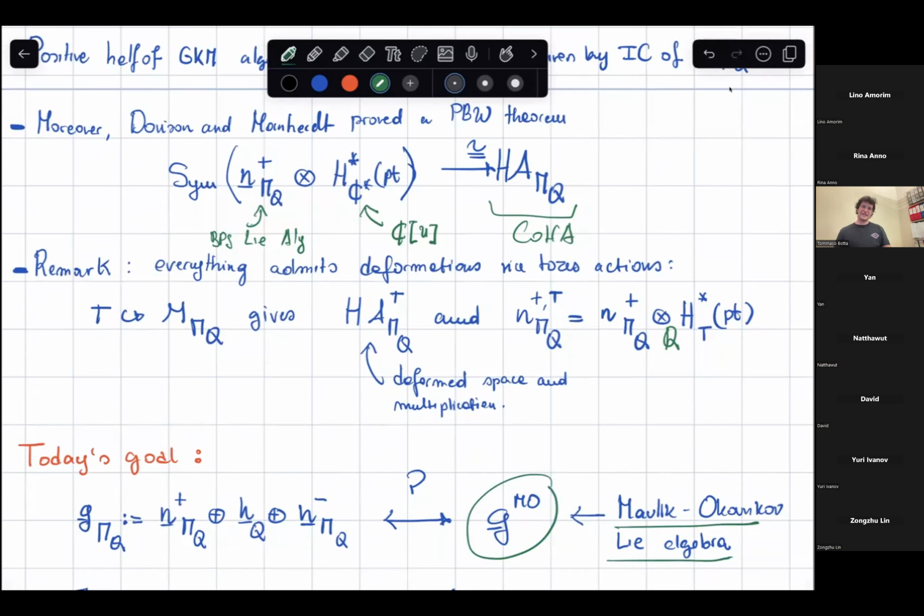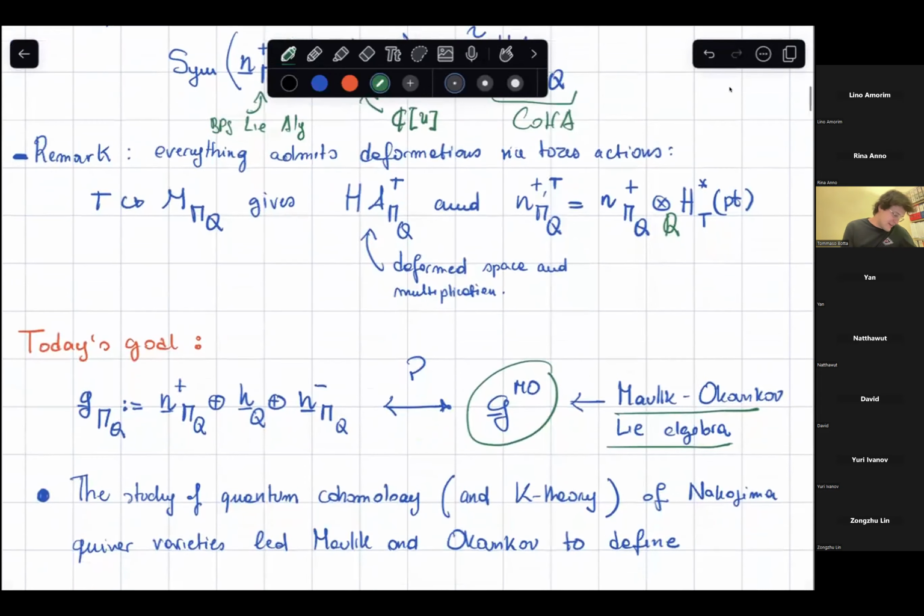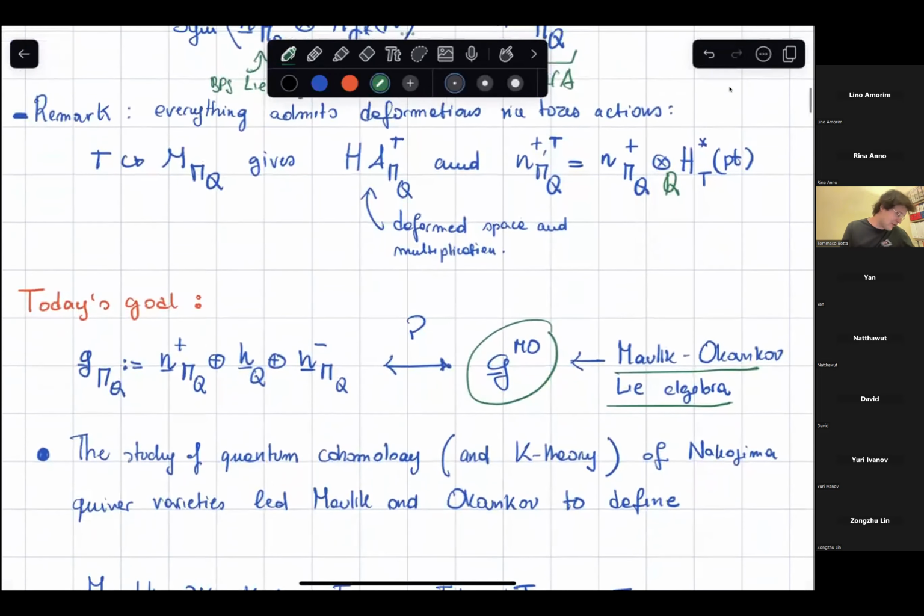And so I can already try to give you the answer because it's pretty exciting, at least from my perspective. And the answer is that up to some trivialities, these two Lie algebras are the same. But to understand the actual content of this statement, we first have to understand something about the Maulik-Okounkov Lie algebra. And this will be essentially the second section of my talk, the one that comes right after this reminder. So, what is the Maulik-Okounkov Lie algebra?